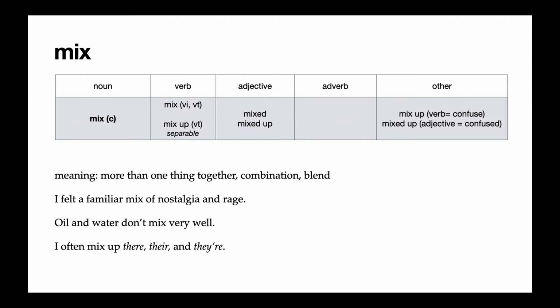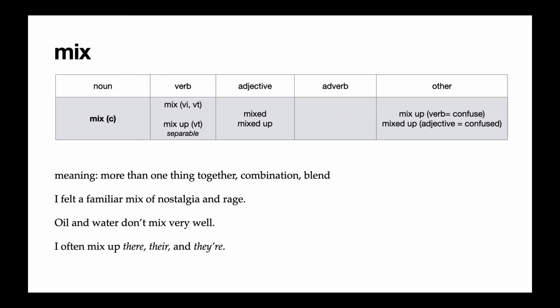That means these two feelings, these two very different feelings, mixed together, put together. There are many ways to use mix as a verb. We can use mix as an intransitive or transitive verb. So the second example shows it used as an intransitive verb. Oil and water don't mix very well. We could also use it as a transitive verb and say, you can mix oil and water.